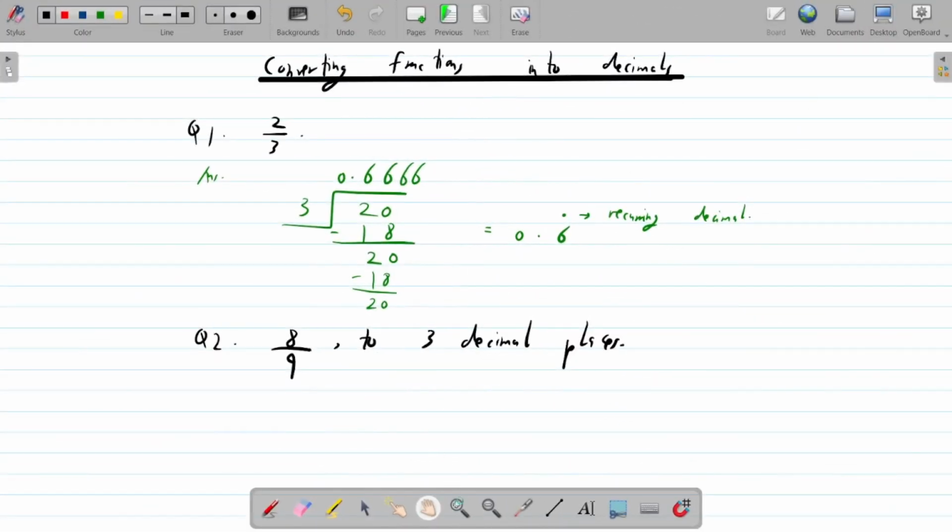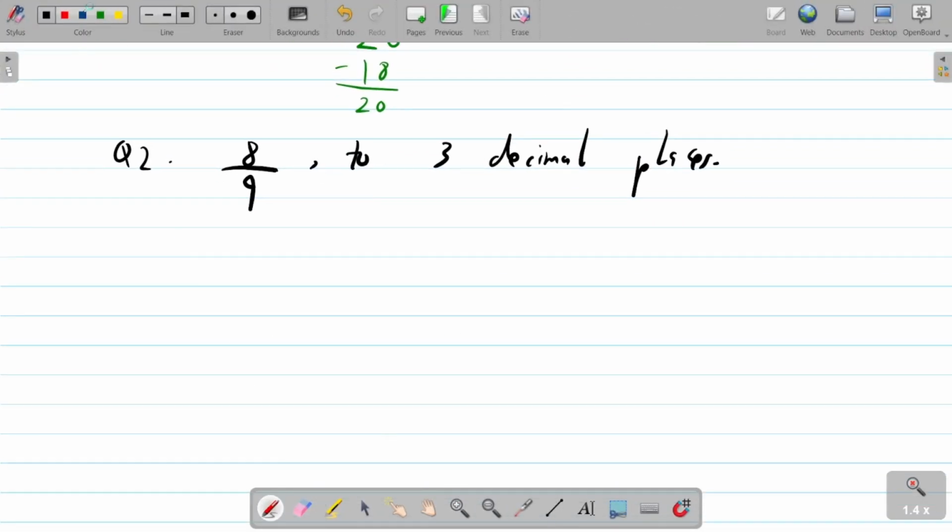Okay, let's see it. So first let me write down the actual division box. So we have 8, we have 9. Okay. Now, what do we write down first? What do I divide? What do I multiply with 9?